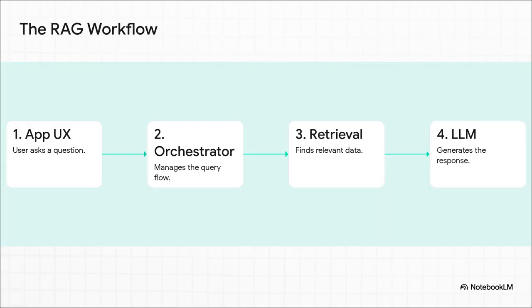So what does this actually look like in practice? Well, you can think of it like a four-step dance. Step 1, you, the user, ask a question in some app. Step 2, an orchestrator kind of manages the whole flow. Step 3, and this is the most important part, the information retrieval system goes out and finds the most relevant little snippets from your data. And then step 4, the LLM takes your original question plus that juicy data it just found to cook up a really smart, context-aware answer.